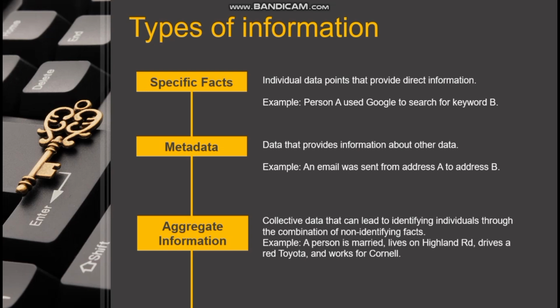Aggregate information combines various non identifying facts which can sometimes lead to identifying individuals, like knowing that someone is married, lives on Highland Road, drives a red Toyota, and works for Colonel.